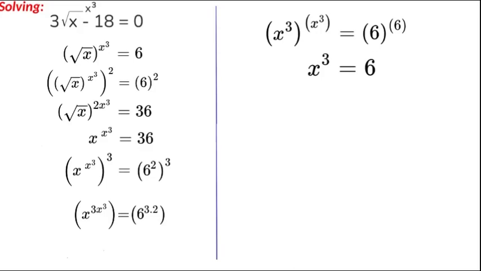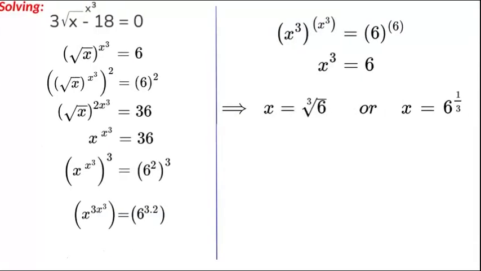And of course, by comparing the two sets of terms, we can conclude that x cubed is equal to 6. So if x cubed is equal to 6, we can conclude also that x is the third root of 6, or we could write it in this format as well.